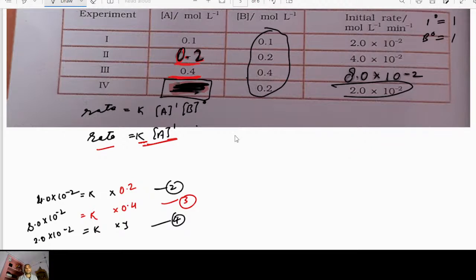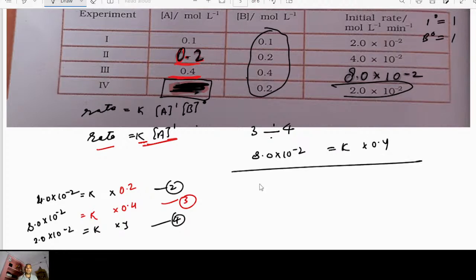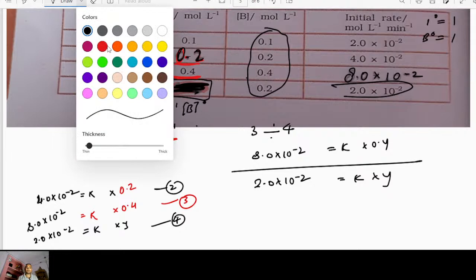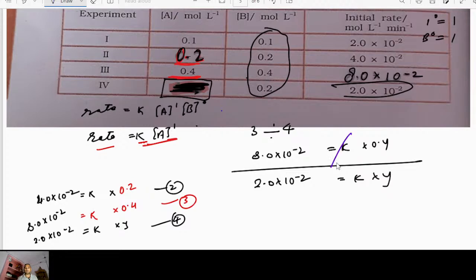See, student, which one is divisible? So 3 divided by 4. So 8.0 into 10 power minus 2 is equal to K into 0.4. Total you divide, student, by 2.0 into 10 power minus 2, which is K multiplied by Y. So students, let us solve it. Here K and K cancel out. 0.4 is there, 10 power minus 2 and 10 power minus 2 cancel out, and 4 times remains.